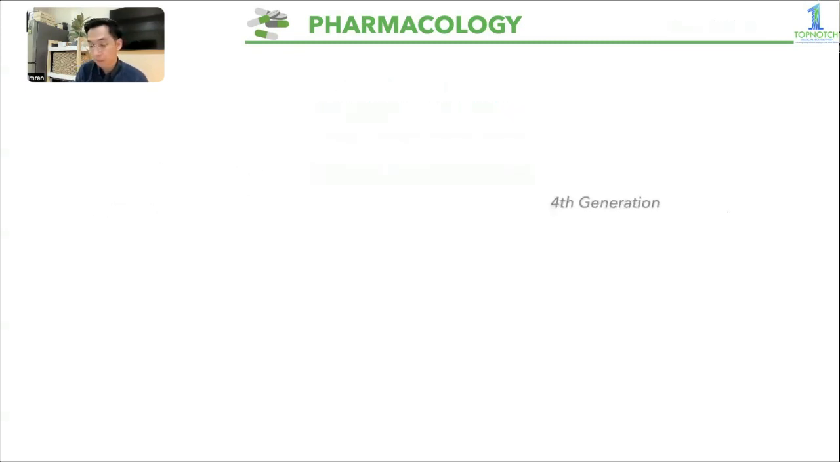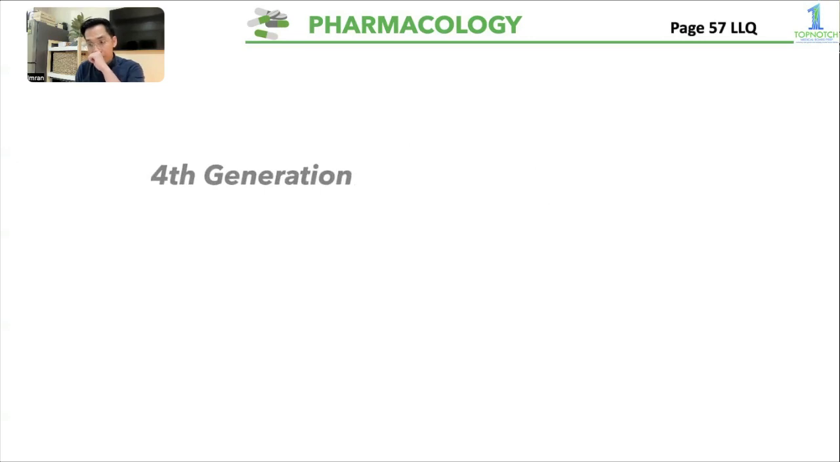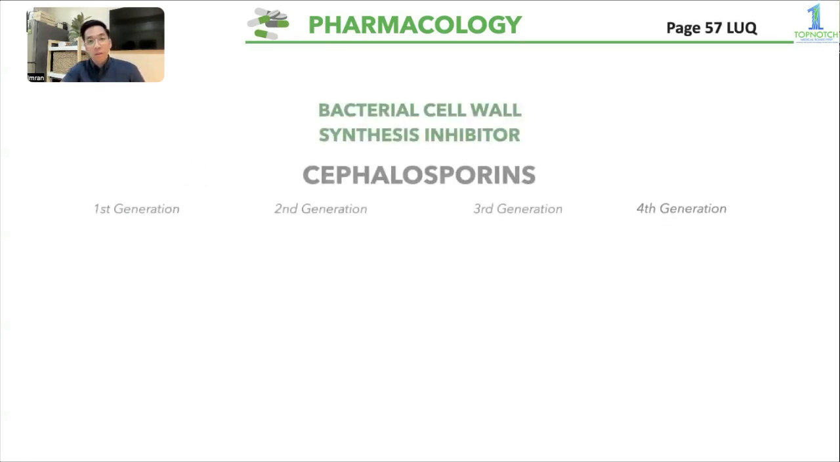Next, your fourth generation we will have your cefepime and cefpirome. Mas nagkakaroon sila ng wide coverage for gram-positive na ulit and gram-negative bacteria. Both na sila. So your fourth generation, okay? So those are your cephalosporin. So that's an overview of your cephalosporin, and I hope na hindi niyo na sila makalimutan.